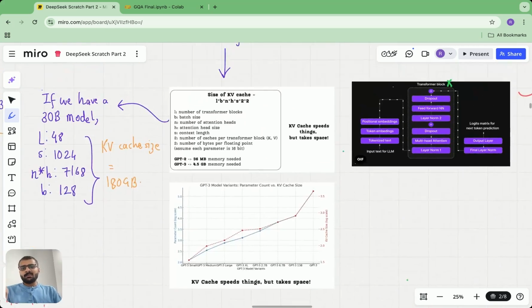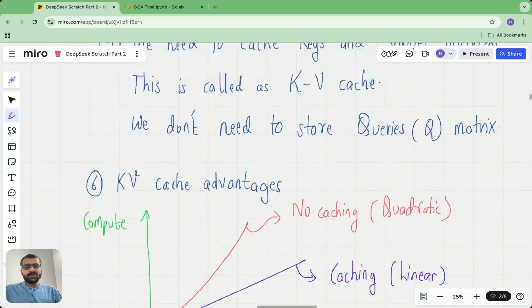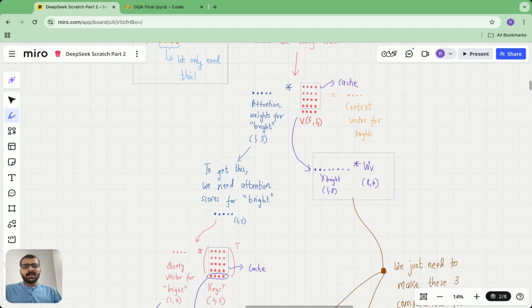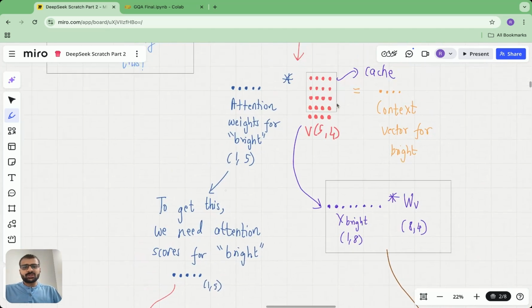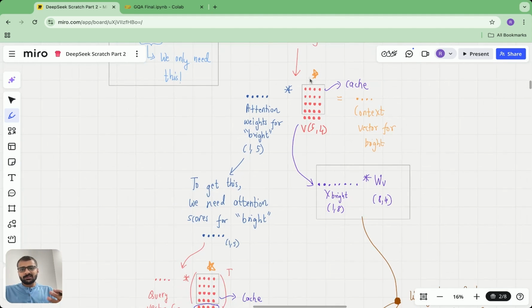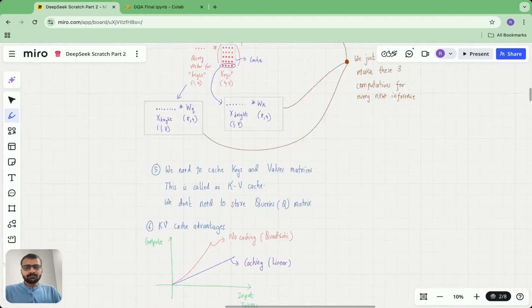Essentially, it all started by looking at the KV cache. During inference, we cache the keys matrix and we cache the values matrix. As a result, we don't have to do repeated calculations again and again while predicting the next token. That's the main idea of the key value cache.